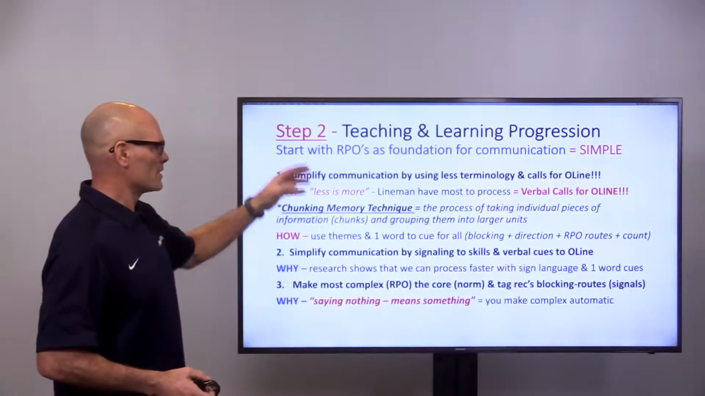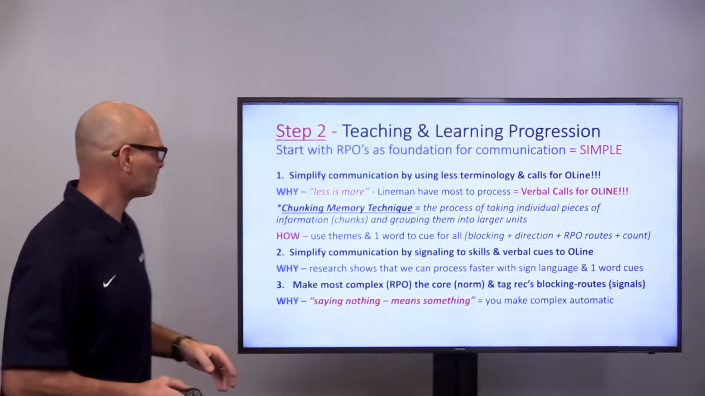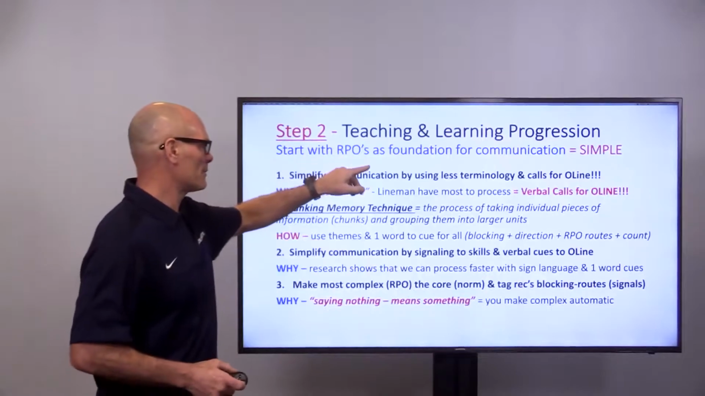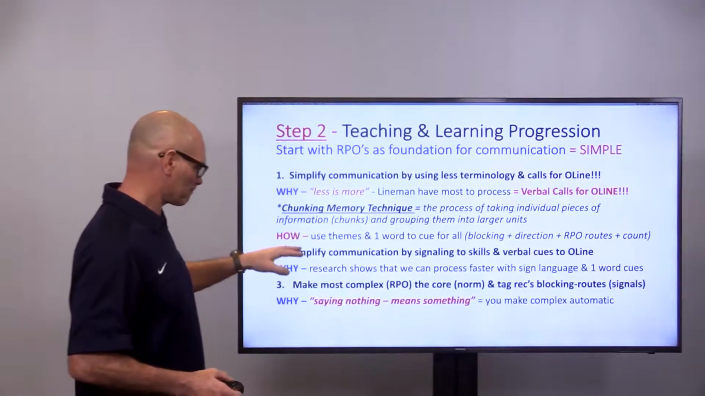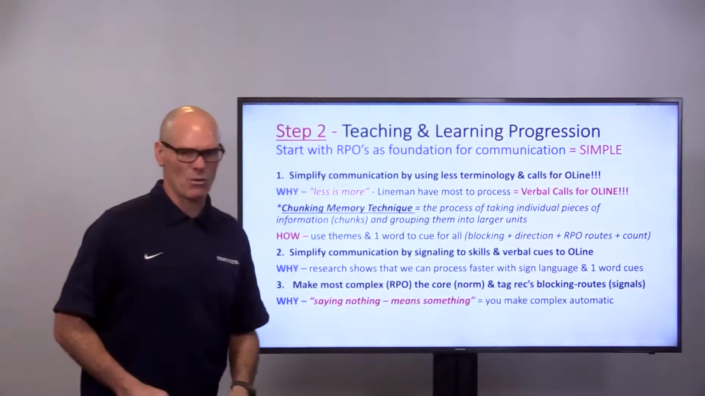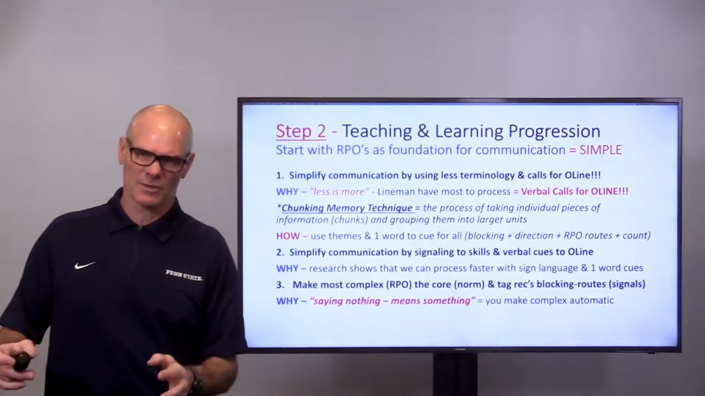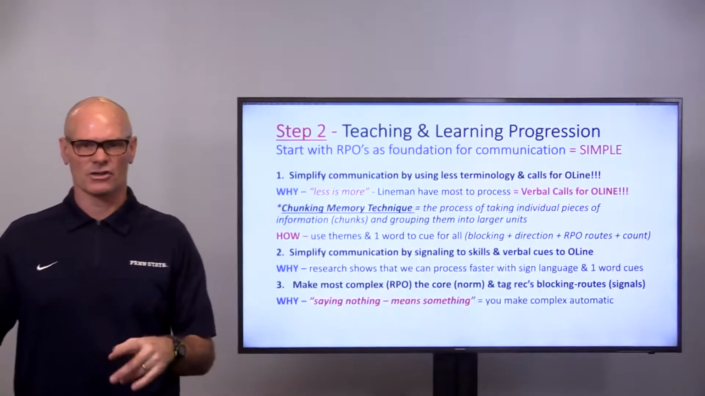Step 2 is really how you teach things. It's not what you do, it's how you do it. So we want to start with RPOs as our foundation for communication. Real simple. You want to make the most complex the core, and that way we can add tags to other pieces. I always like this comment: saying nothing should mean something.